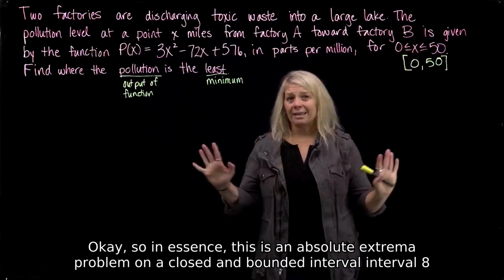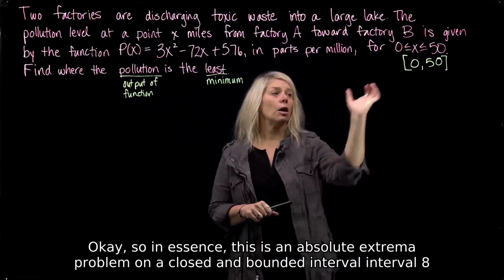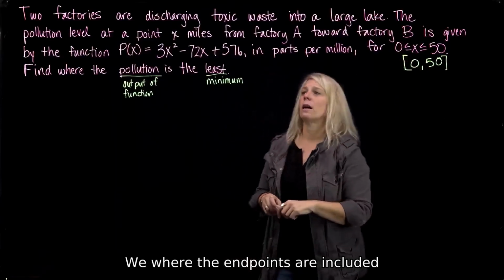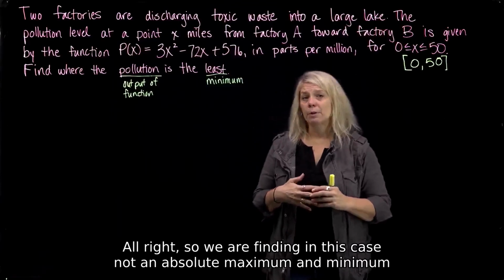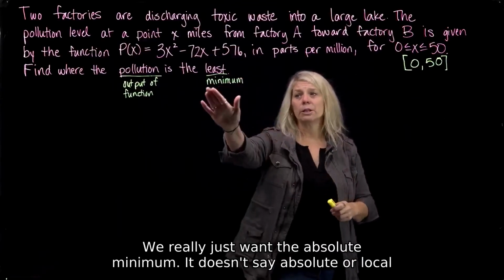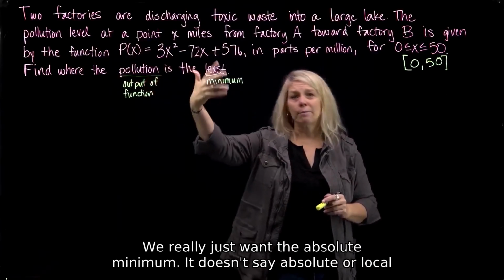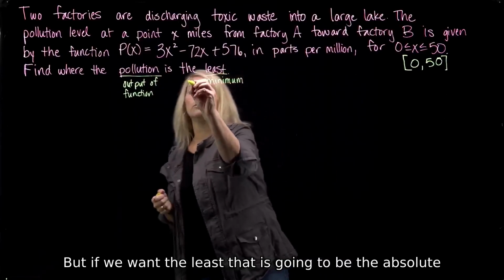Okay, so in essence, this is an absolute extrema problem on a closed and bounded interval A to B, where the endpoints are included. All right, so we are finding in this case not an absolute maximum and minimum. We really just want the absolute minimum. It doesn't say absolute or local, but if we want the least, that is going to be the absolute minimum.